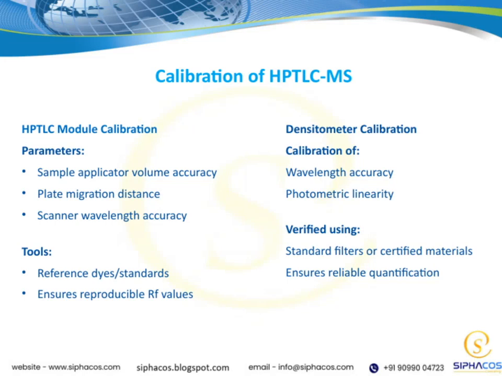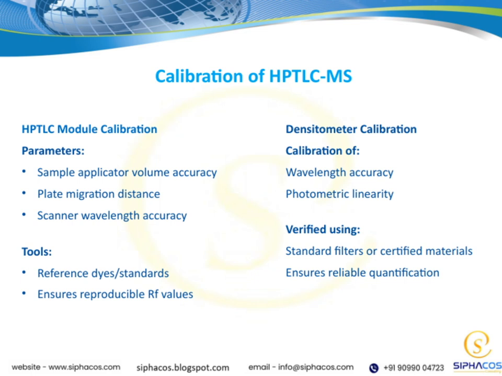Let's talk about densitometer calibration. First, we need to focus on calibrating key aspects like wavelength accuracy and photometric linearity. Ensuring these are precise is crucial because they directly impact the reliability of our measurements. To verify these calibrations, we typically use standard filters or certified materials, which act as trusted benchmarks. This way, we can be confident that our densitometer provides consistent and accurate readings, supporting reliable quantification in our analyses.